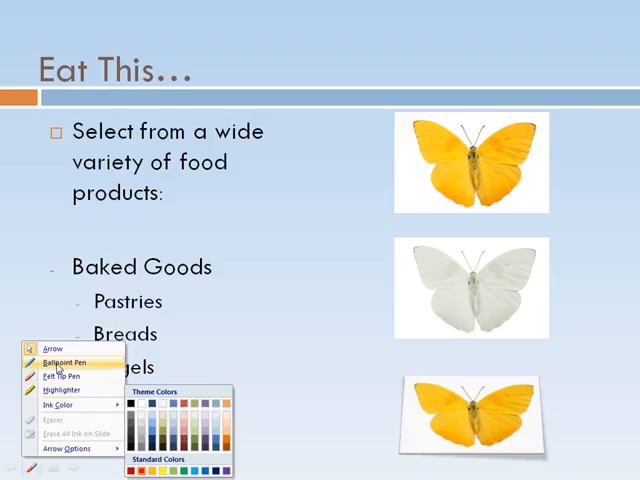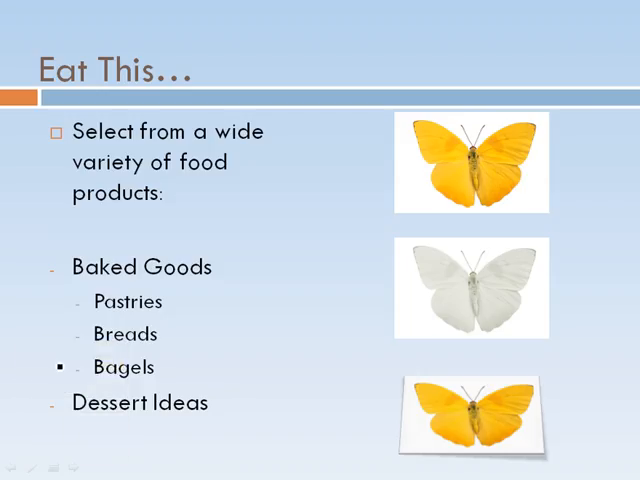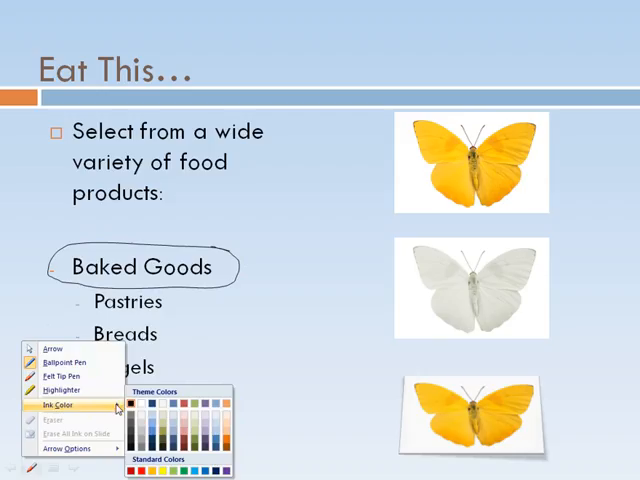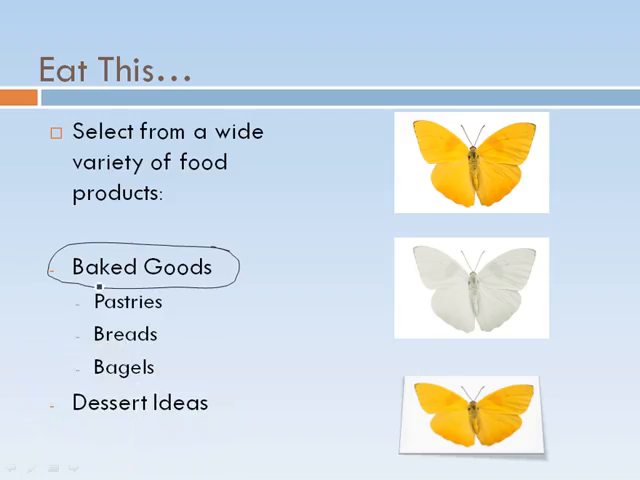So let's start with our ballpoint pen. Ballpoint pen is just this tiny nib, and you can see it as I move the mouse pointer around. So if I wanted to circle baked goods, for example, I could click and drag with my mouse to circle that. Now that's using black ink, so if I come back down to the pen and change the ink color to blue, for example, I could circle pastries.